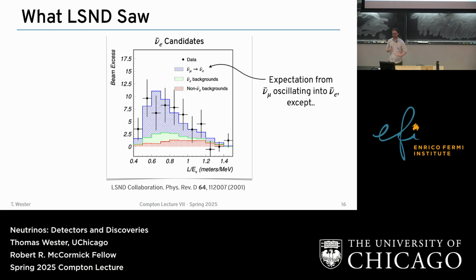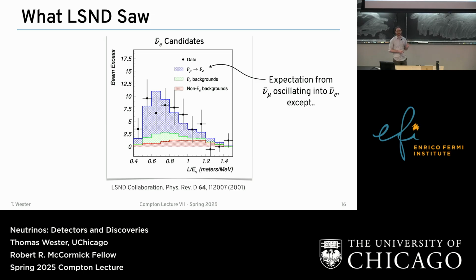So when they fit the model of oscillations to their data, they got this blue prediction. And it actually fits the data quite nicely. You can see that as a function of L over E, which they're plotting on the horizontal axis here, the blue, or the stack of different contributions to their data, so the backgrounds plus the effect of oscillations, really matches their data quite nicely.